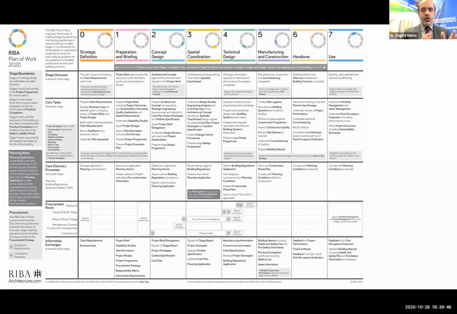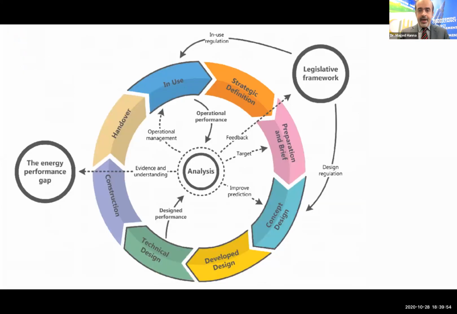You really need to try to structure the design process from stage 0 to stage 7. And you can see here in this diagram, you start with strategic definitions, and then you have the preparation and the brief. And you can see here we have a lot of feedback and targets to understand, as well as understanding the client requirement, the authority's requirement, and the legal requirement over the design.